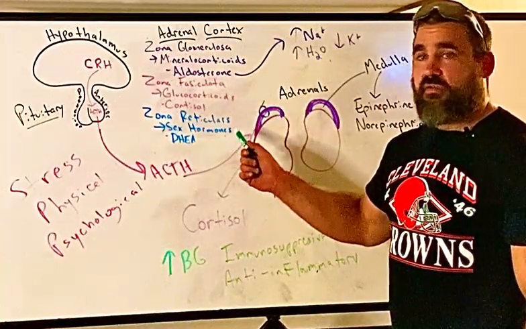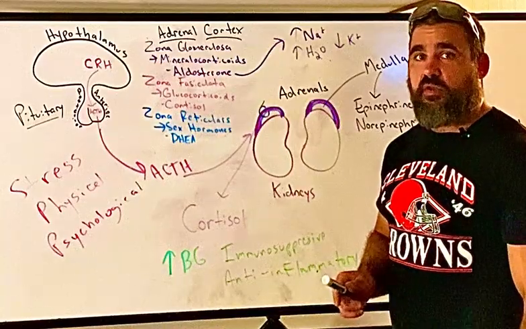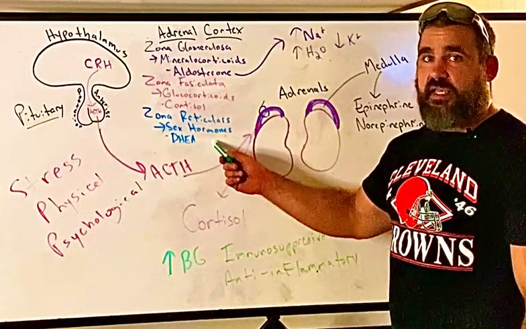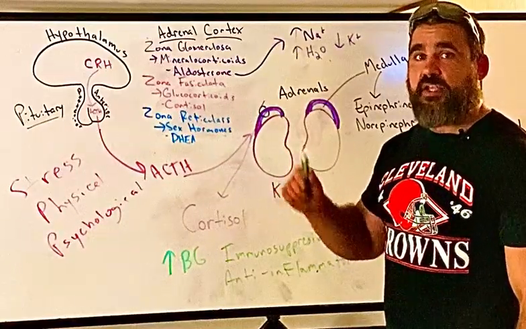Then the last layer, zona reticularis, this produces some sex hormones called androgens, and there's a couple of them. The most predominant one is DHEA, dehydroepiandrosterone.